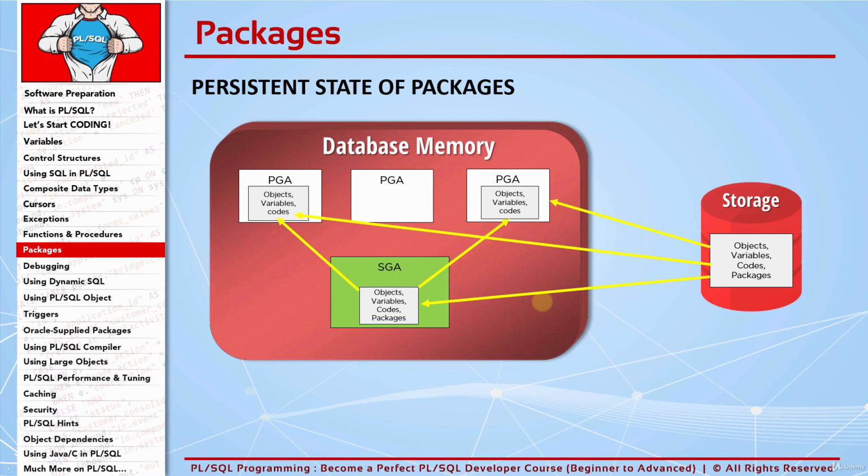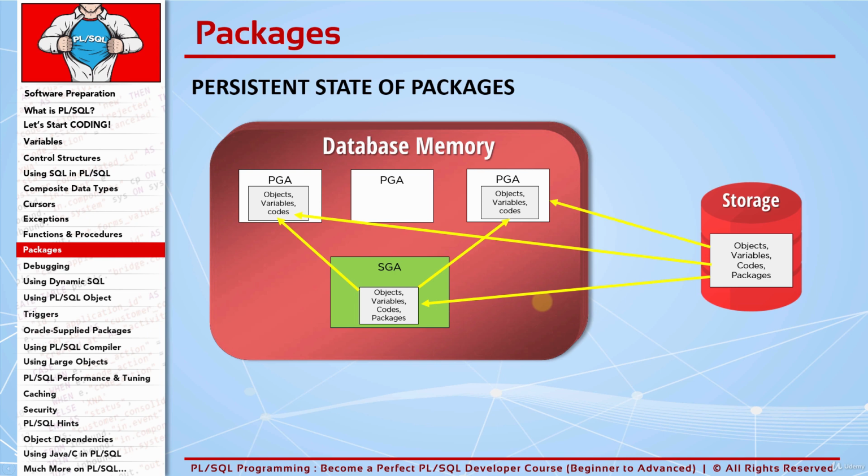The second memory area is the SGA. This is called the System Global Area, or some call it the Shared Global Area. This area stores the shared objects, values, code, packages, etc. among all the users. Alright, now let's come to our subject.